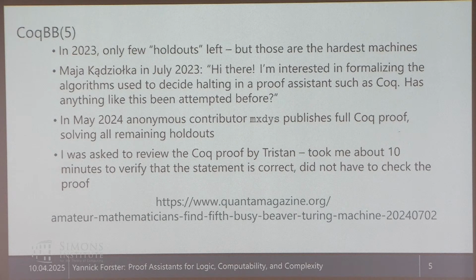There was a Quanta magazine article that got press in other countries as well, because it's a cute story, but it tells a nice story about proof assistants, where I think the use of proof assistants was crucial.